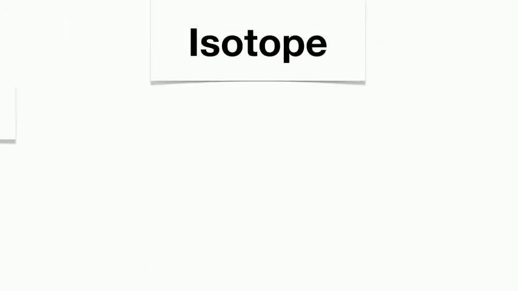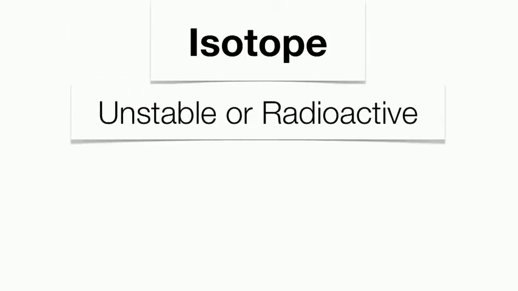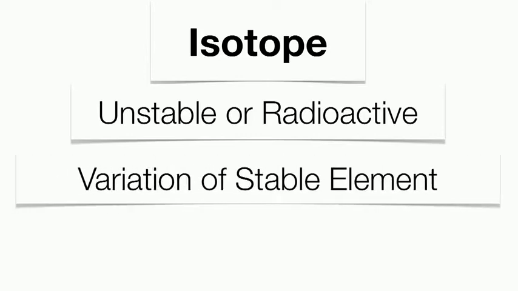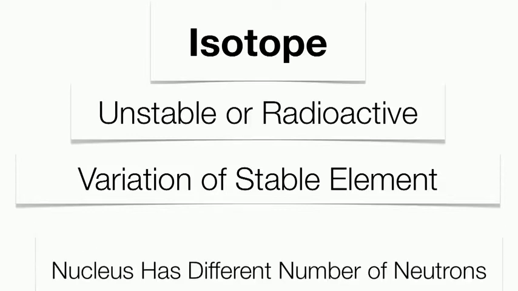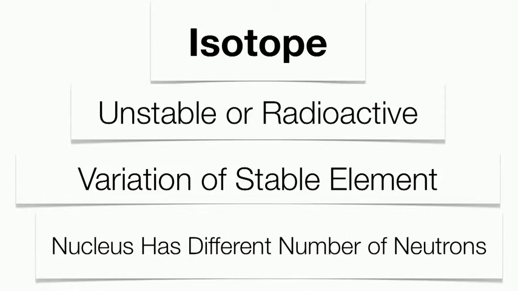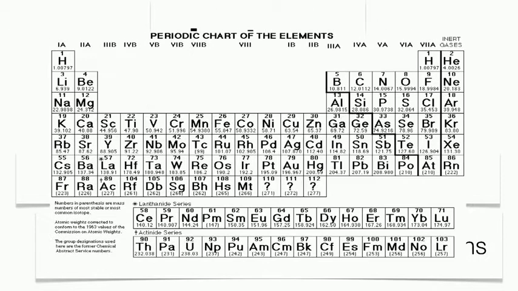An isotope is an unstable or radioactive version of a stable element. You're probably familiar with the stable elements because they're found on the periodic table of elements. The big difference between the element on the periodic table and an isotope is that the nucleus has a different number of neutrons. When you look at the periodic table, you have a wide variety of elements, and what you want to look for is the number of neutrons in the nucleus.